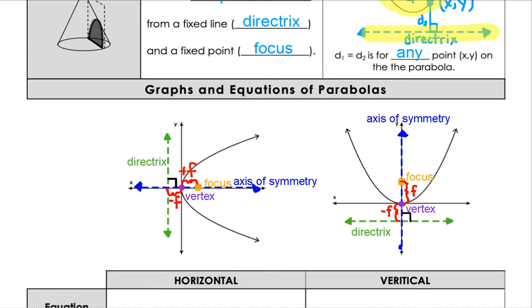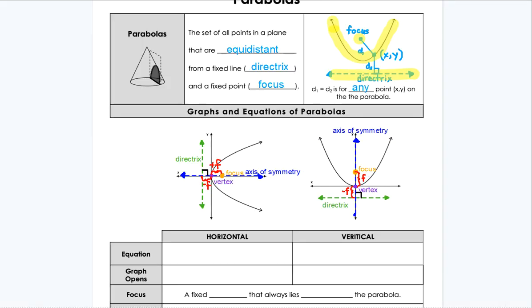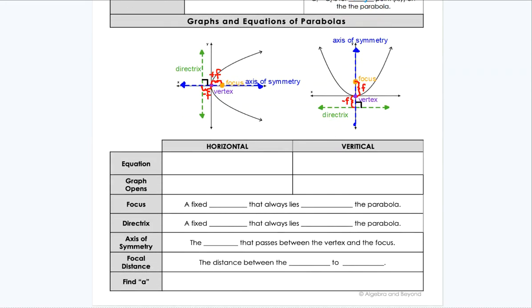Here's a couple of pictures of parabolas, and you can see that they can open different ways. So we have horizontal parabolas that open left and right, and we have vertical parabolas that open up and down. So let's look at some of these key points here. I'm going to zoom out slightly so we can see everything at one time as we go through this. So let's talk about how we would create these equations that'll give us a graph of a parabola.